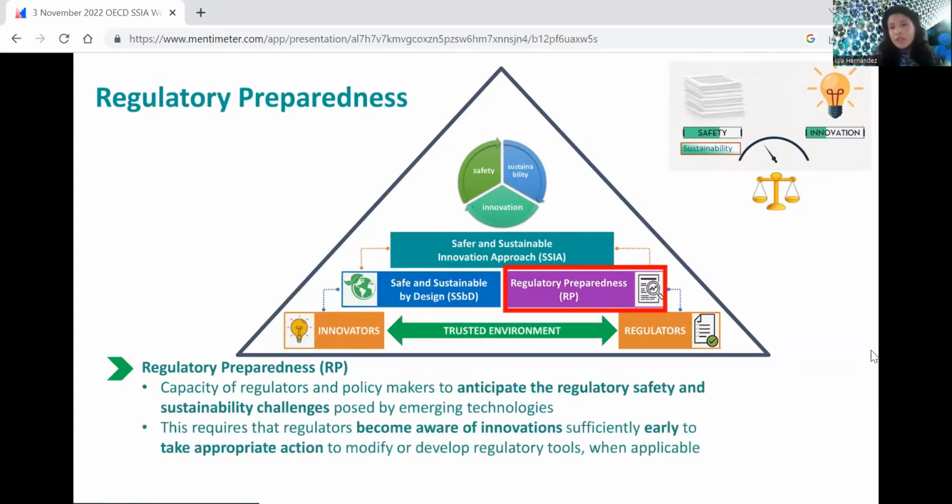So really, regulatory preparedness is this capacity of regulators and policymakers to anticipate the regulatory safety and sustainability challenges posed by emerging technologies such as nanomaterials and advanced materials. And this requires regulators to become aware of innovations sufficiently early to take action and to have the dialogue. Okay, we have this advanced material, we have this nanomaterial. Do we have the test methods? Do we expect safety issues? And have a timely discussion so that you have timely actions. Next slide.